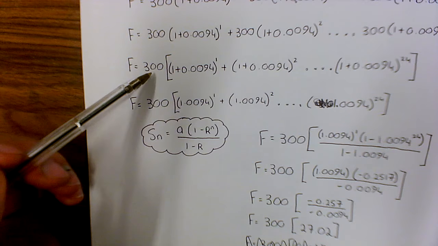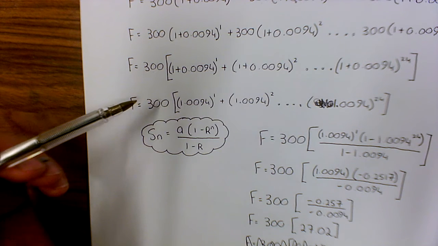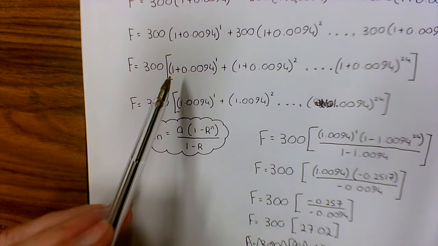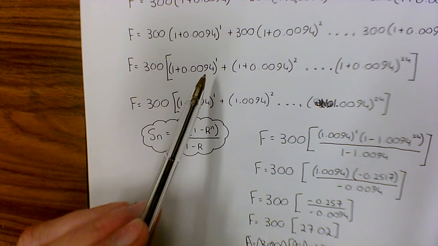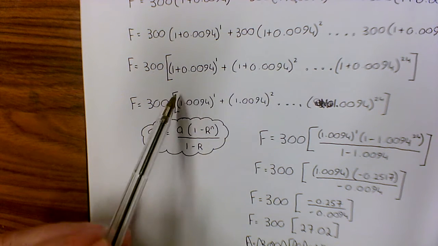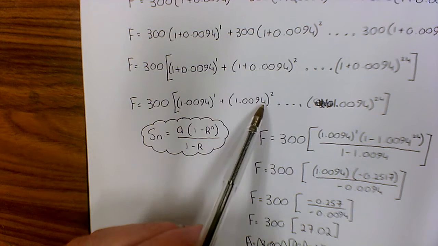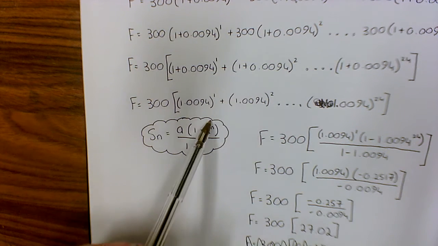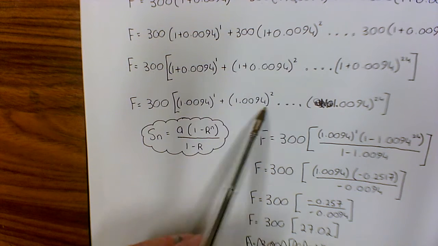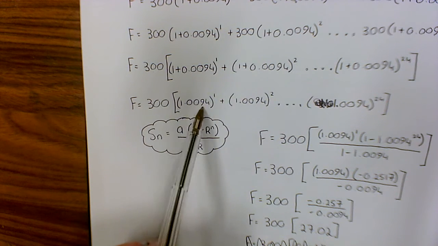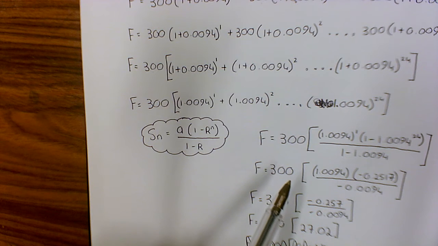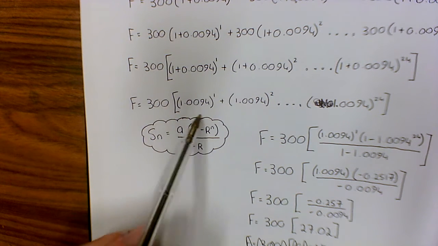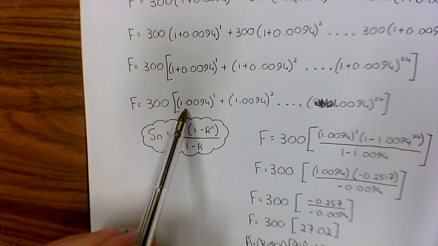Right. So now what I'm going to do is add the 1 plus the interest, the 0.0094, together, just again to simplify it before I put it into this series. Alright, so now I have my series as simple as I can get it, the 300 outside and the interest added together. Now I take my sum of the geometric series formula, because this is a geometric series.